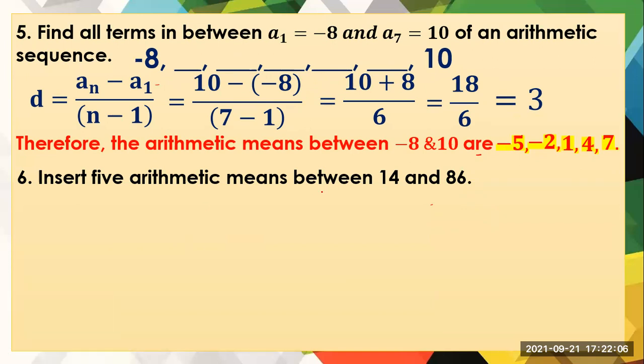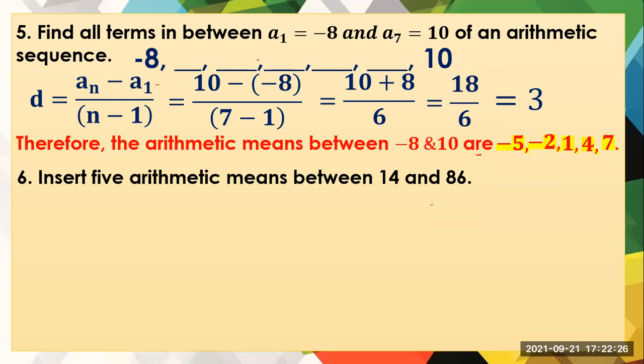Okay, so insert 5 arithmetic means between 14 and 86. This time, we're not sure of how many terms we're going to insert, but we're given the first term, which is 14, and the last term, which is 86. So we have to insert 5. That means we have 7 terms in all.